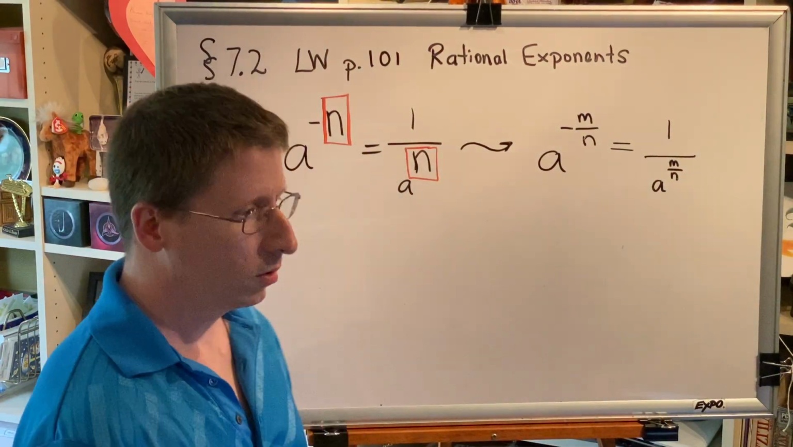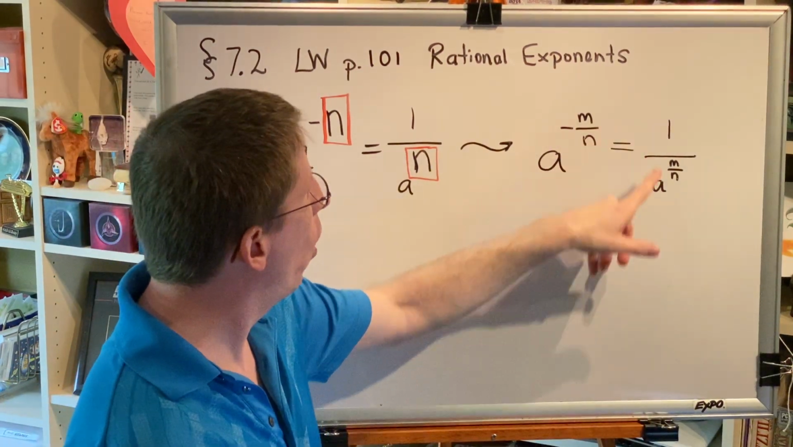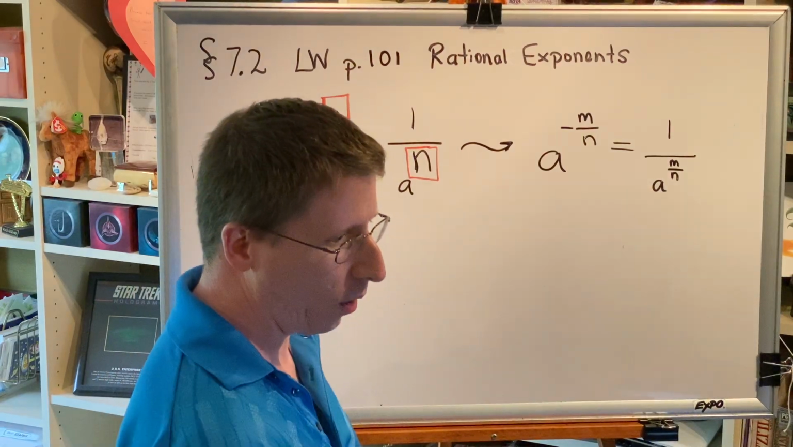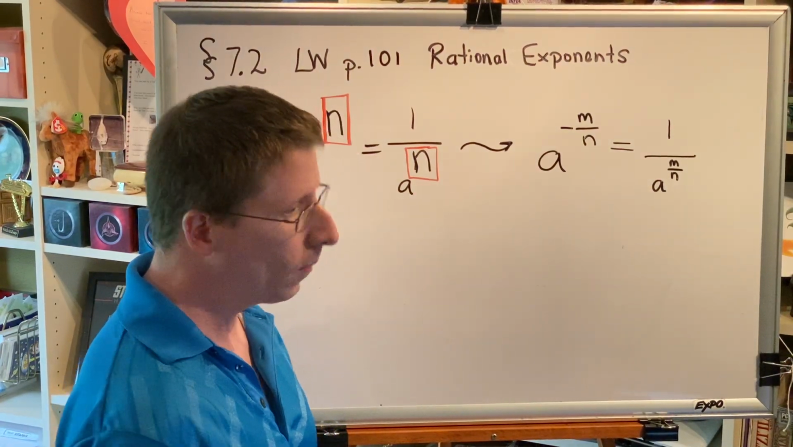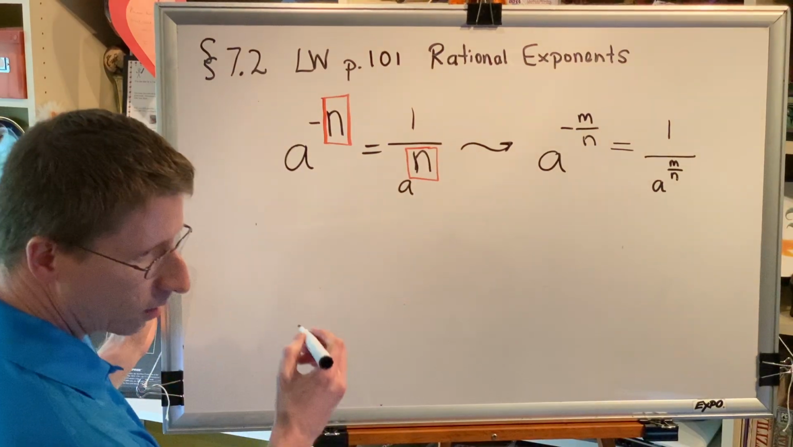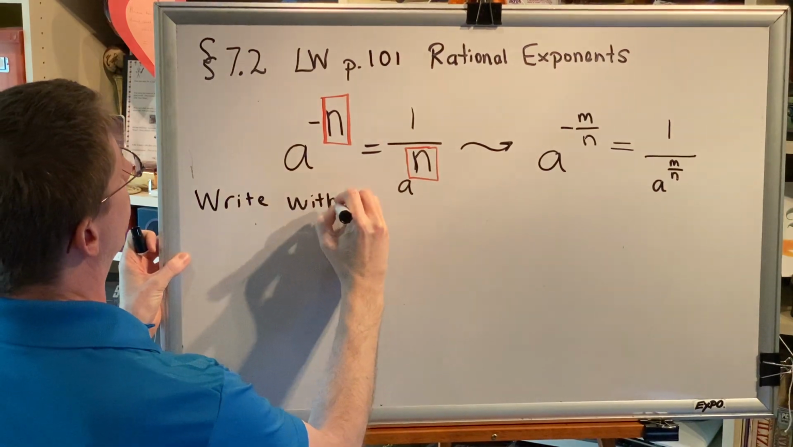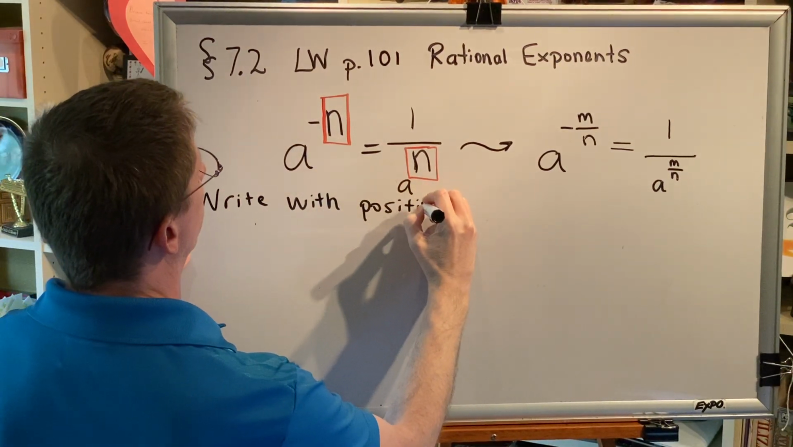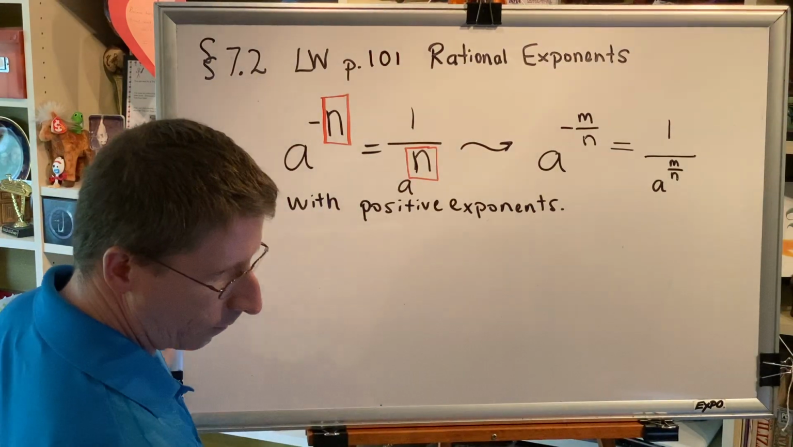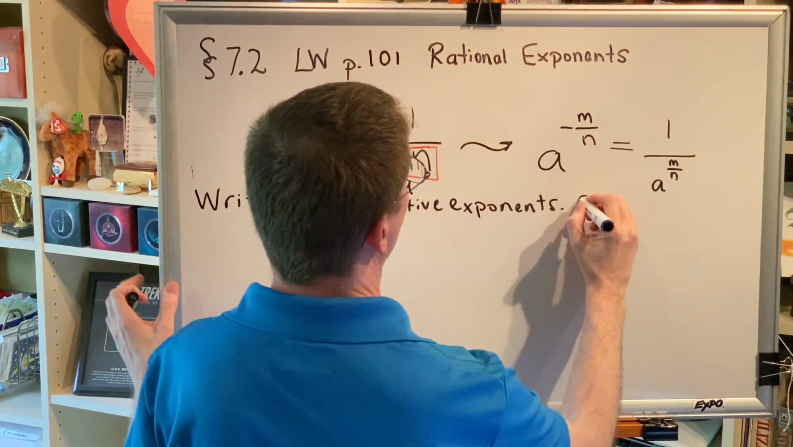This gives me a new rule. When a is raised to the negative m over n power, that can be rewritten as 1 over a to the m over n power, as long as a to the m over n power is a non-zero real number. Okay, let's solve some problems involving this newest concept. Write with positive exponents. Simplify if possible. Use your calculator to check your answer.